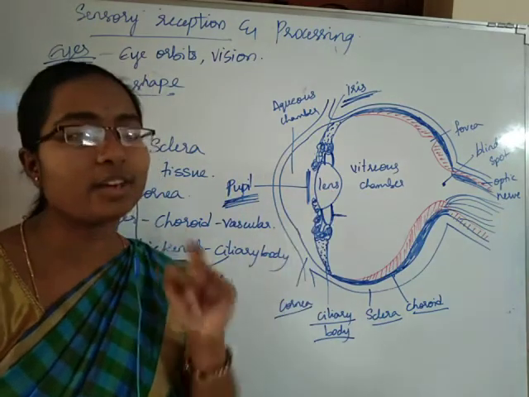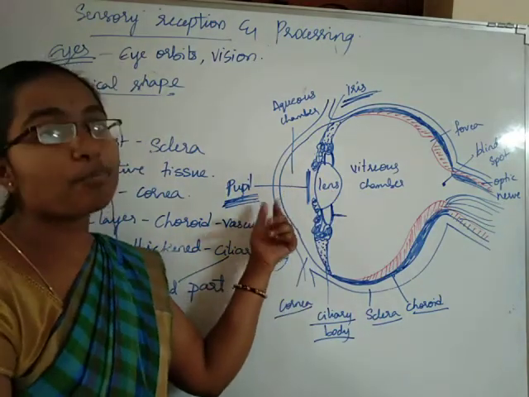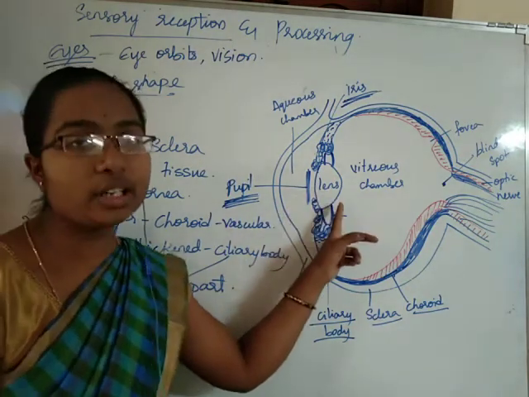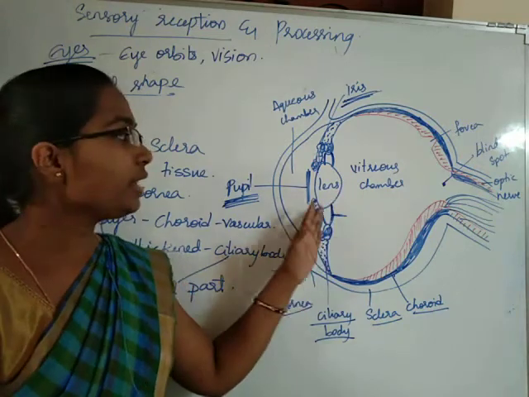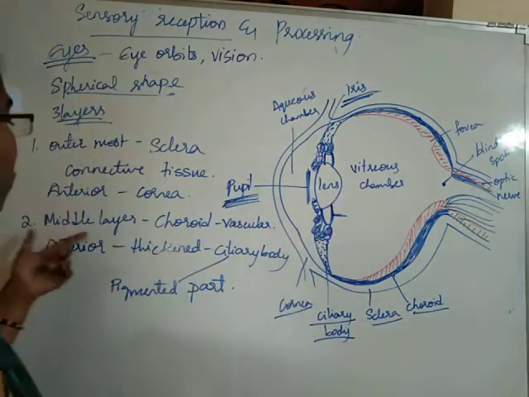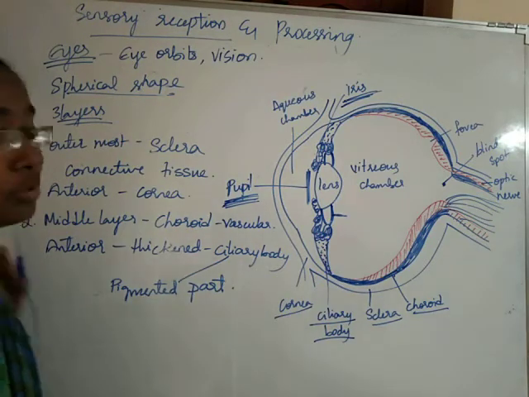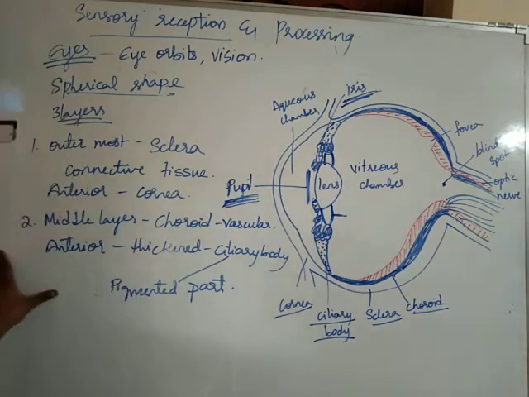That is the main function of the pupil. The pupil will regulate the amount of light entering into the lens. This is regarding the second layer of the eye, that is choroid. Let us revise choroid once, because we have learnt a lot regarding choroid, right?